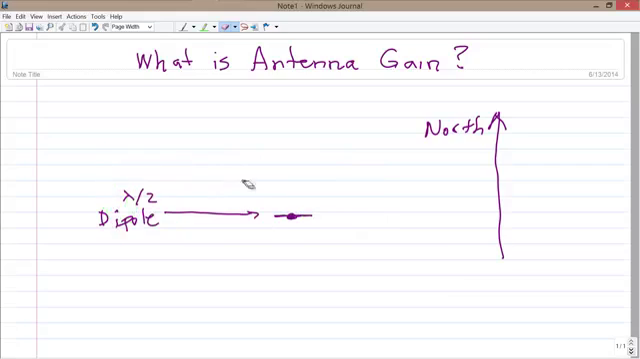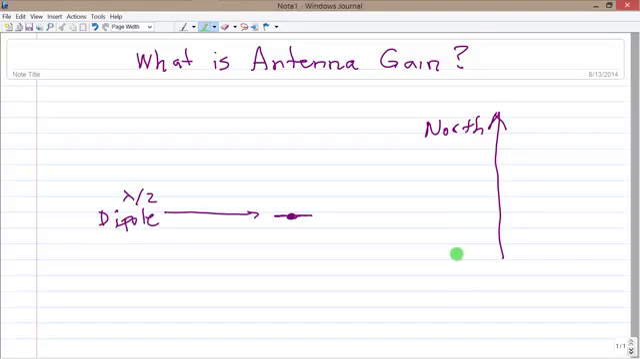I'd like to talk a little bit about antenna gain, the concept of antenna gain. You've probably heard this concept. Usually, antenna gain is expressed or measured with respect to a half wavelength dipole antenna. And what I've drawn here now is a half wavelength dipole as viewed from high above. North is up, just like in a map in this particular diagram.